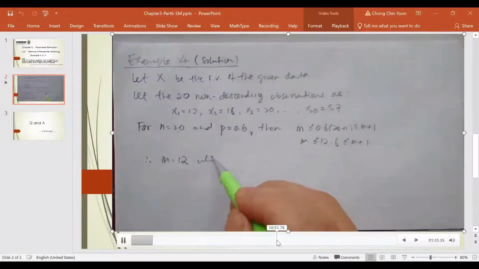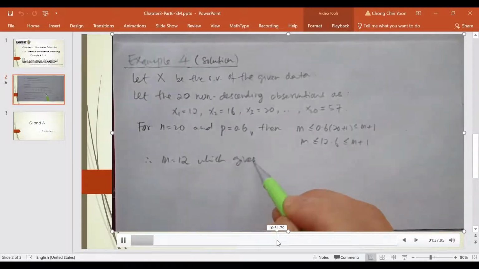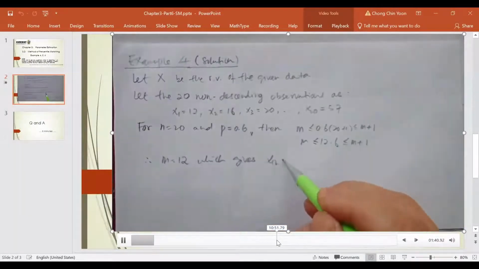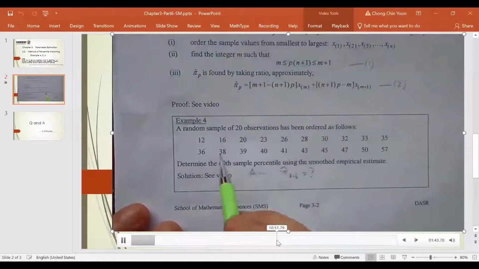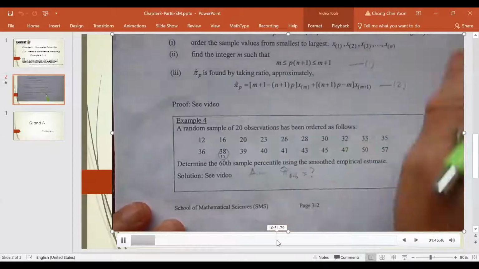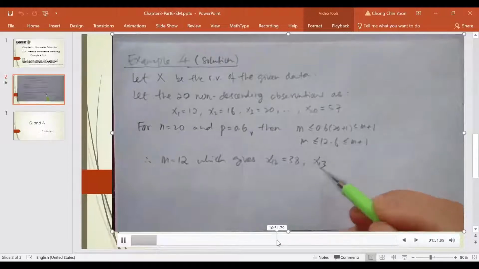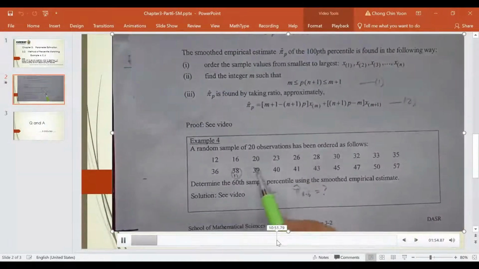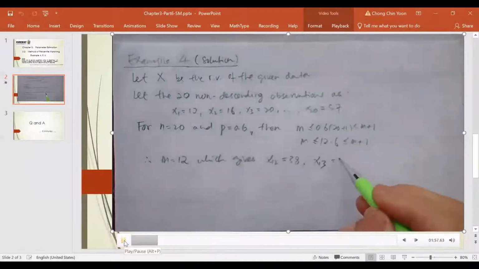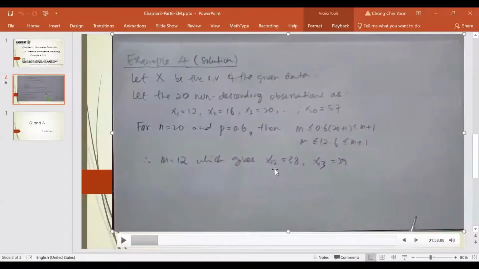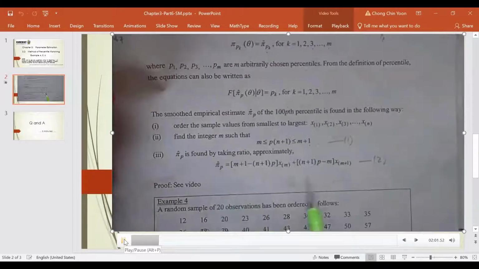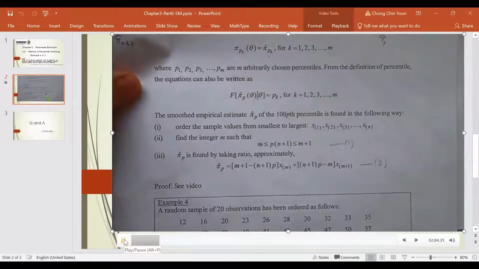Next. Now, this will give the result of the 12th observation, which is 38, and the 13th observation, which is 39. So this is our xm, and this is our xm plus 1 when m is 12. Next, we will use this formula to calculate the 60th percentile.